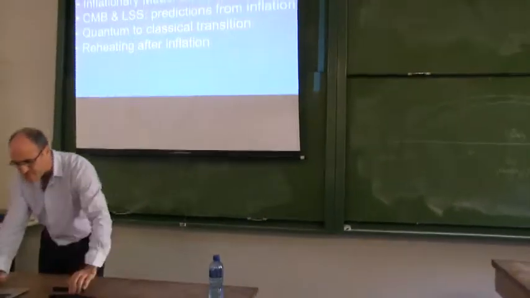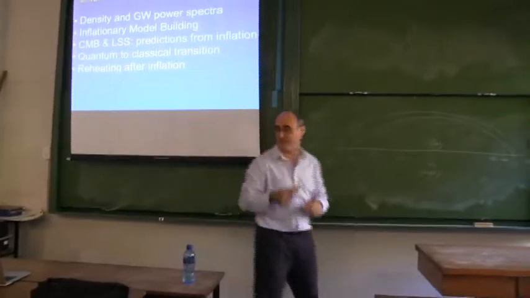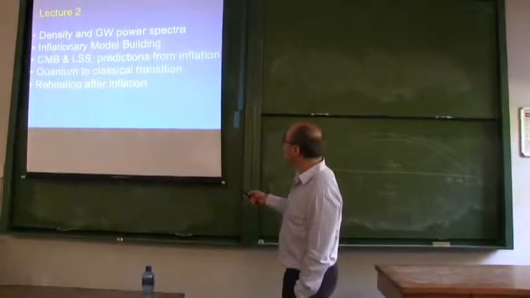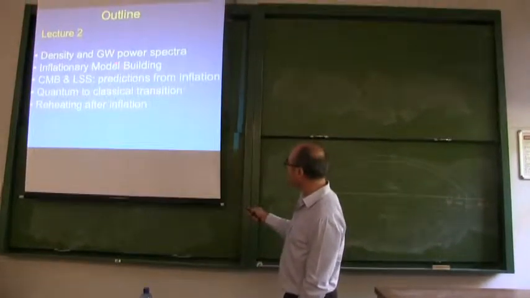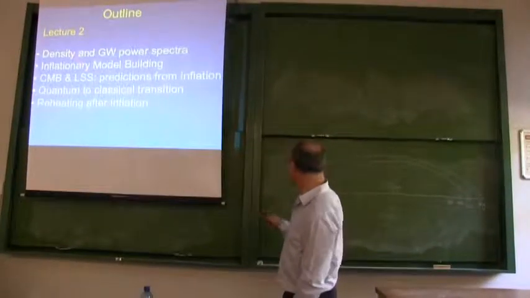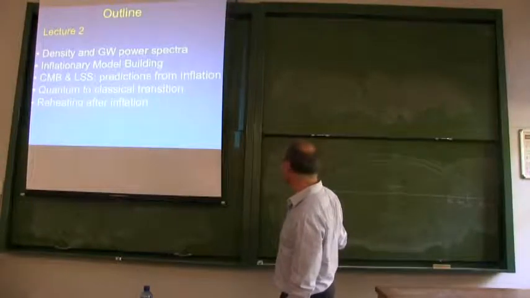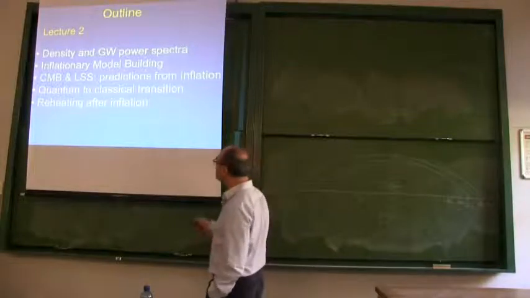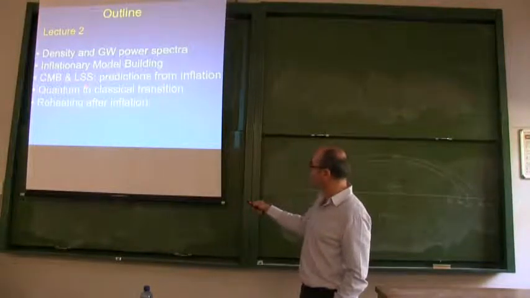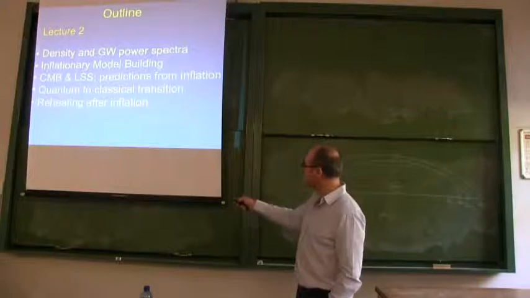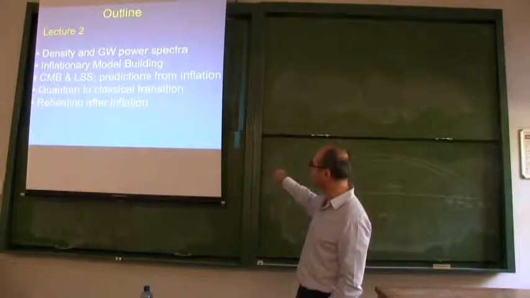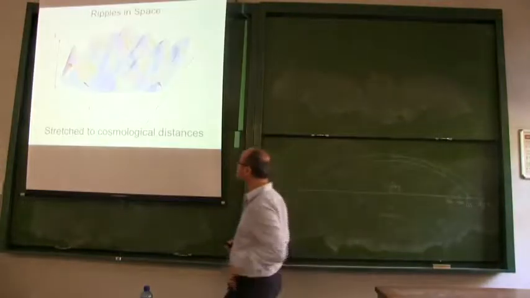What are those observations? And I will go faster here, since I noticed from your faces that you're very familiar with this. Okay, so I'm going to describe the density and gravitational wave power spectrum, inflation model building. So what different models can we work out in this period that will give specific signatures after inflation. The predictions of inflation for the CMB and LSS structure, I will mention very briefly, also very briefly on precision, and prepare things for the third part, the reheating after inflation.